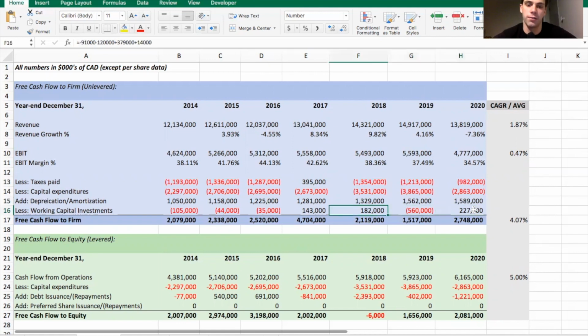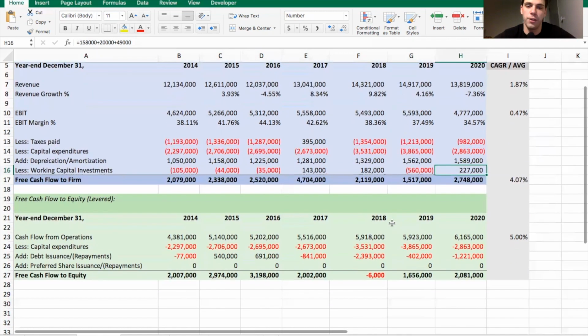I have a history of the last 7 years of Canadian National Railway's free cash flow to firm. You can see with the working capital investments, sometimes they have to make them and sometimes they don't. It really just depends on the timing of the financial statements. Working capital refers to items like inventory, accounts receivable, and accounts payable. If a company has to buy a bunch of inventory, that's a necessary cash outflow in order to keep the business operations running.